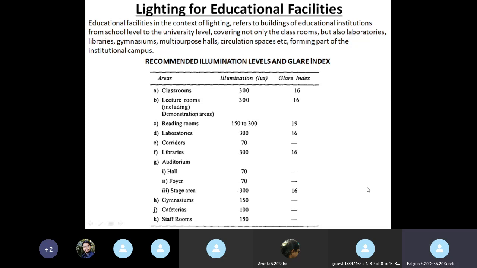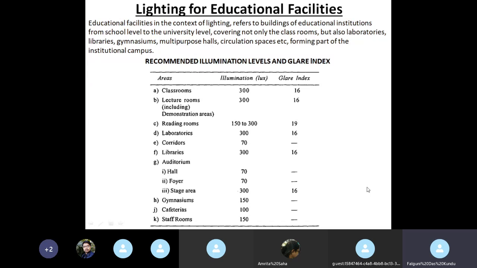Auditorium hall 70 lux, foyer 70 lux, and stage area, where we concentrate ourselves, which is 300 lux, and for the stage area the glare index is 16. For the gymnasiums, cafeterias, and staff rooms, there is no glare index, but the illuminations are 150 lux, 100 lux, and 150 lux respectively.